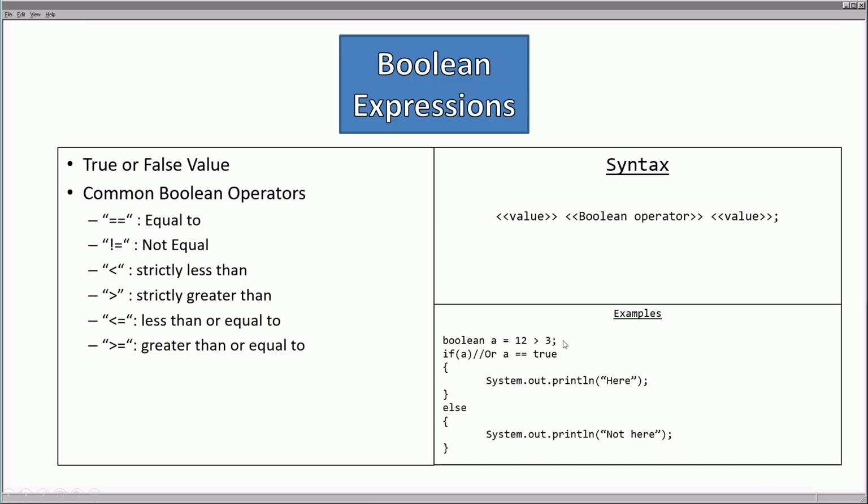So in this example down here, we can see that we have declared this Boolean a, this 1 bit, and we assign that to this Boolean expression, 12 is greater than 3. We know that this is true, so a is assigned to the value true. Now if a is true, which we can indicate it here, or we can be doubly sure and say a double equals true, both of these are equivalent, then we print out here.